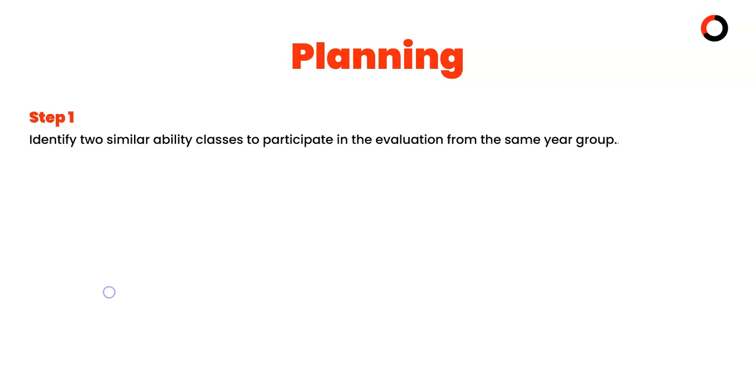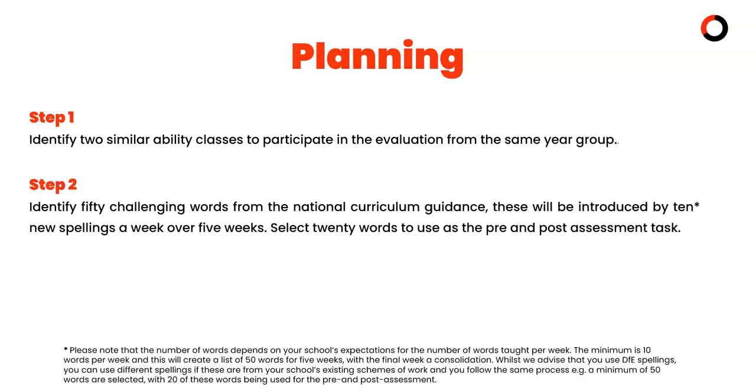Planning. Step 1. Identify two similar ability classes to participate in the evaluation from the same year group. Step 2. Identify 50 challenging words from the National Curriculum Guidance. These will be introduced by at least 10 new spellings a week over 5 weeks, with the 6th week being a consolidation. Then you'll select 20 of these words to use as your pre- and post-assessment task.